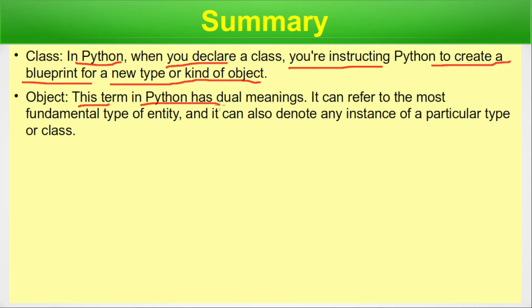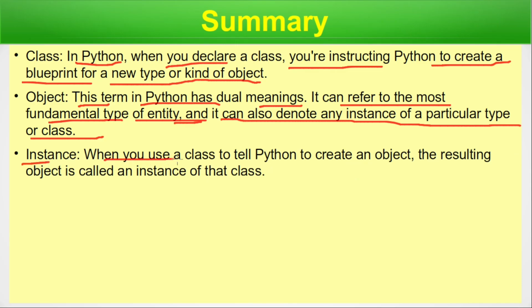Object. This term in Python has dual meanings. It can refer to the most fundamental type of entity, and it can also denote any instance of the particular type of class. So this is a fundamental type of entity, because Python from birth is object oriented programming. Its structure from the beginning is object oriented. Hence the object is a very fundamental entity in Python. After you learn the object oriented concept in Python, then you look back to the Python code you have done so far, and you will see the small touch of object oriented programming there. The dot operator, I give you a hint, and the rest of the things you can find out yourself.